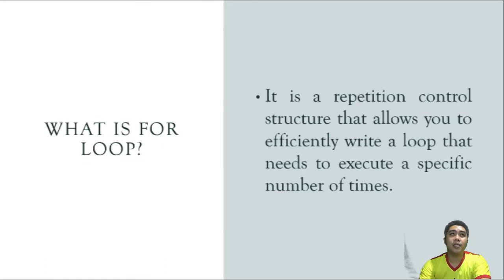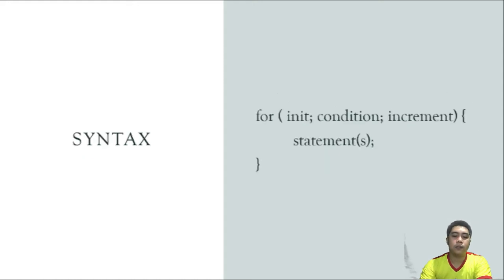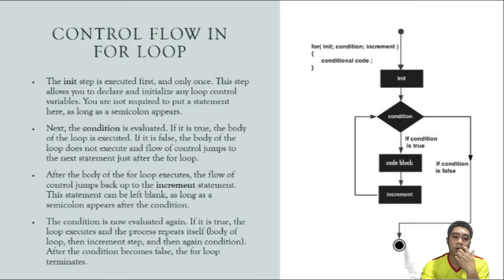So, number 1, what is for loop? It is a repetition control structure that allows you to efficiently write a loop that needs to execute a specific number of times. So this is the syntax. The control flow in for loop: the init step or initialize step is executed first and only once. This step allows you to declare and initialize any loop control variable. You are not required to put a statement here as long as a semicolon appears.